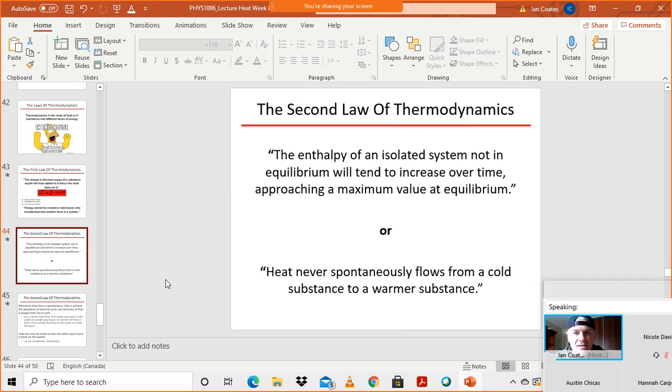So when you have a look here, the entropy of an isolated system not in equilibrium will tend to increase over time, approaching a maximum value, okay? Or, better properly said, heat never spontaneously flows from a cold substance to a warmer substance, okay? So this is why heat always travels from a hotter to a colder. Because, as I said before, there really is no definition for cold other than absence of heat.